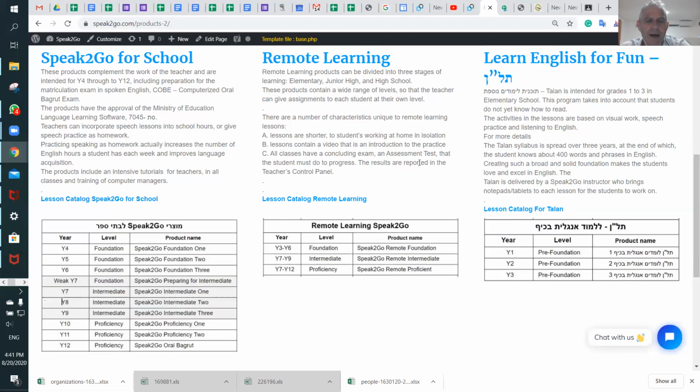While it's opening, I will explain about the remote learning product. Remote learning is different from some aspects. First, we are giving one product per level. For elementary school, we are recommending to have the Speak2Go Remote Foundation, and the idea is that it covers a wide range of levels. We are suggesting intermediate for the junior high school, and for the high school, we are suggesting proficiency. The idea here is a little bit different.